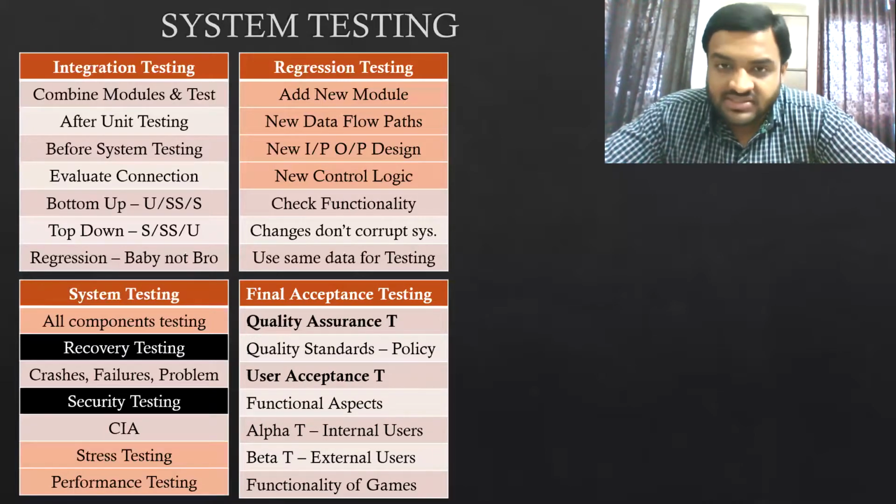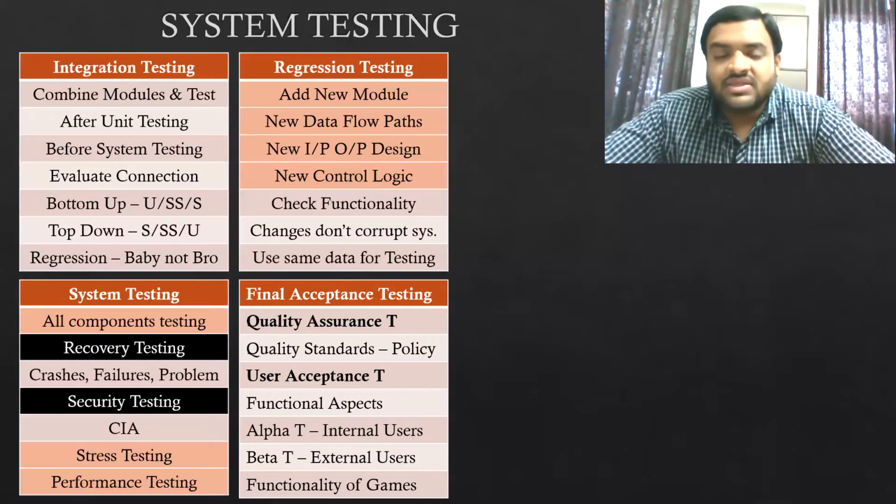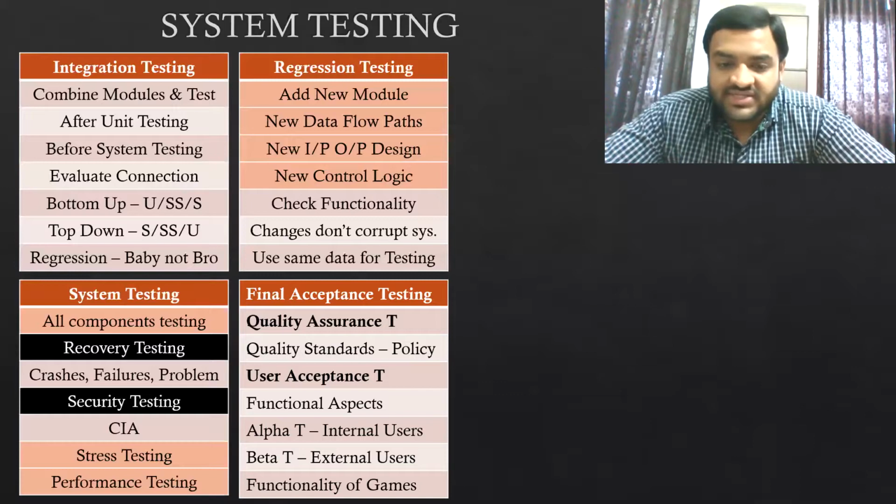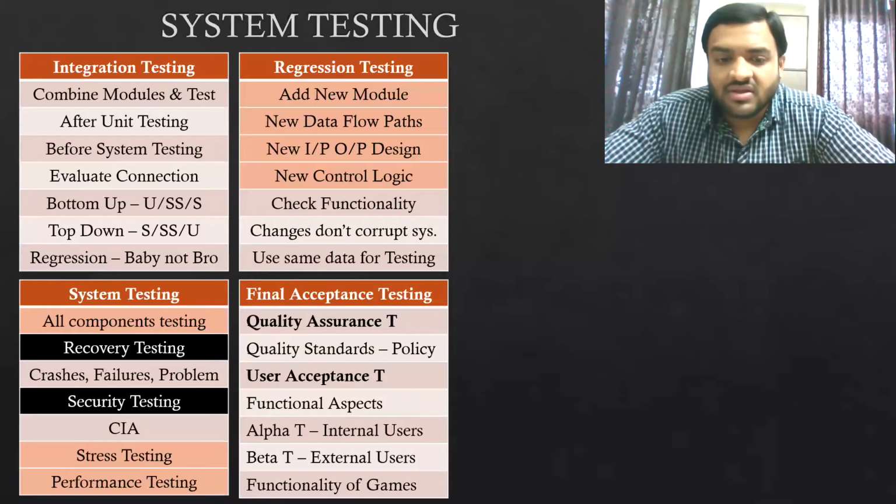And now the last testing, final acceptance testing. Now, in the policies of the organization, we have some quality standards. We will see whether the system is prepared to that quality or not, whether it is able to satisfy all the requirements or not, whether it can handle all the stress. So that is what we will do in quality assurance testing. We will see whether it is conforming with the quality standards of the organization or not. Then user acceptance testing.